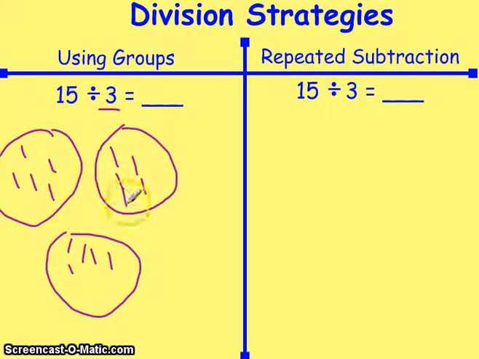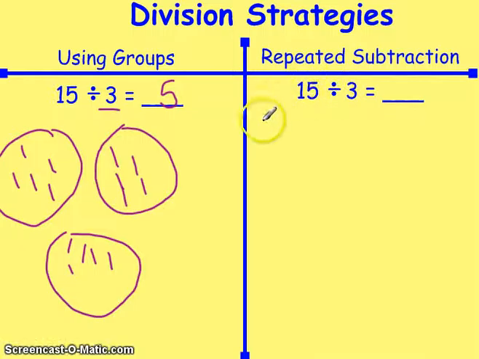15 divided by 3, I'll find my answer by counting the number in each group. 1, 2, 3, 4, 5. 15 divided by 3 is 5. The next strategy I can use is repeated subtraction.